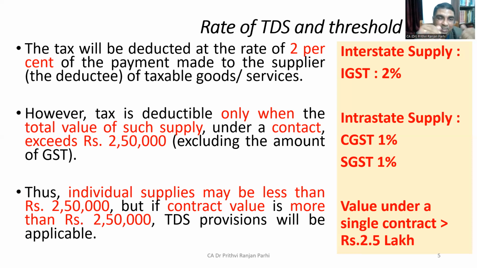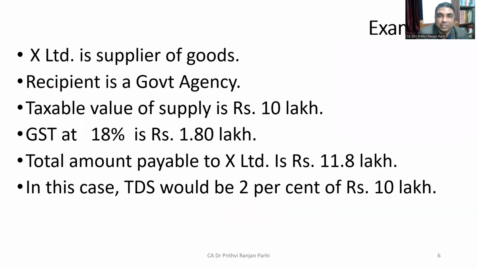So I repeat, the individual supplies may be less than 2,50,000, but if the contract value is more than 2,50,000, TDS provisions will be applicable. So you have to see the entire contract value, the total contract value, in order to decide whether provisions are applicable or not. Now let us move forward.